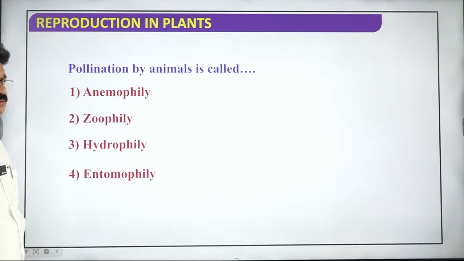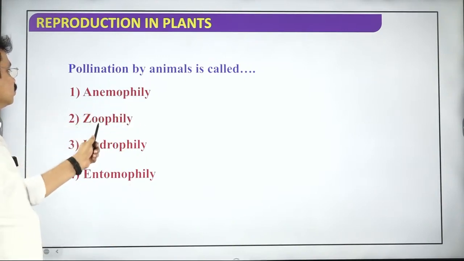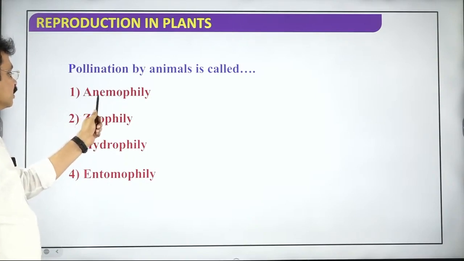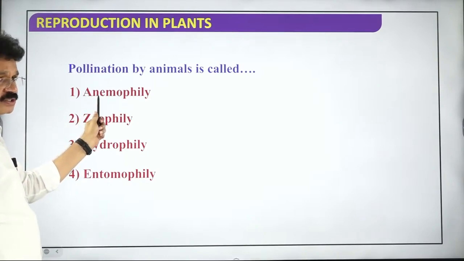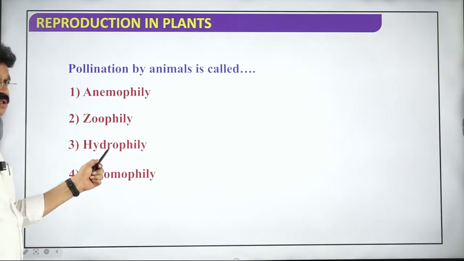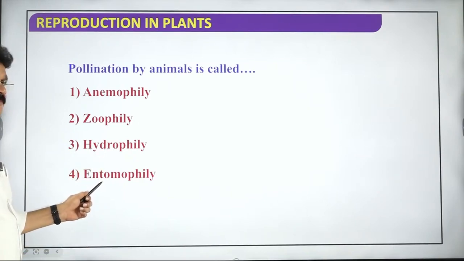Pollination by animals: study of animals, zoology, so zoophily. What about anemophily? Anemo, wind pollination. What is hydrophily? The pollen transferring agent is water. Hydrophily.